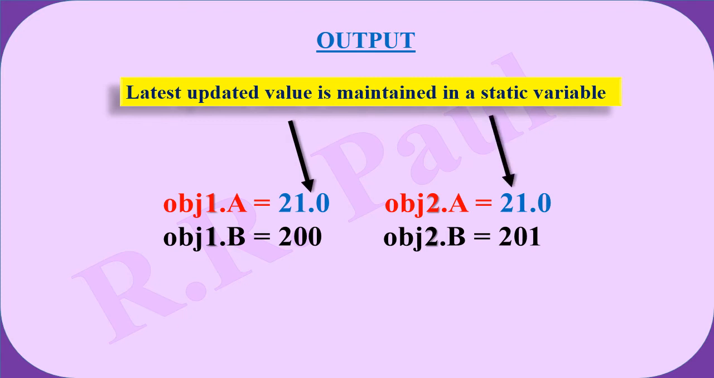As object 1 and object 2 both are sharing the common memory location named as A, so the updated value, that is 21.0, the latest one, is shown while printing. It does not matter whether it is being called through object 1 or object 2 because it is the common memory location which is being pointed towards by two different objects. This is a static data member, which is also known as a class variable.